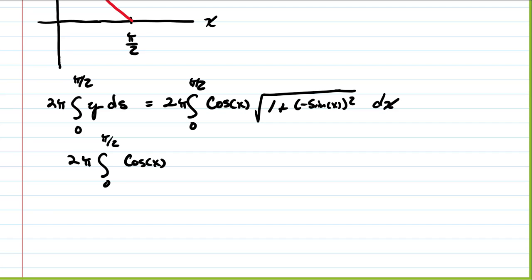Negative sine times negative sine is positive sine squared, so times the square root of 1 plus sine squared x dx. So now we need to do this integral. So that's the setup part. How are we going to evaluate this integral? So what should we do first?